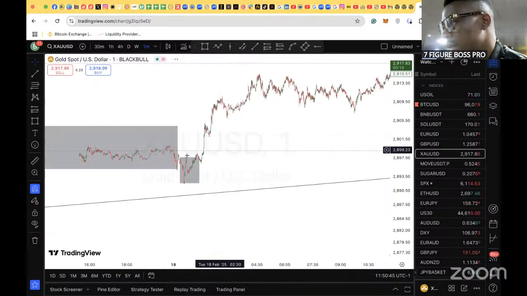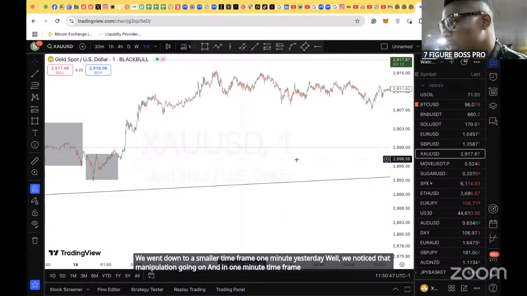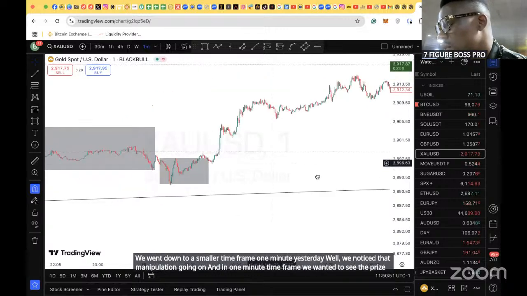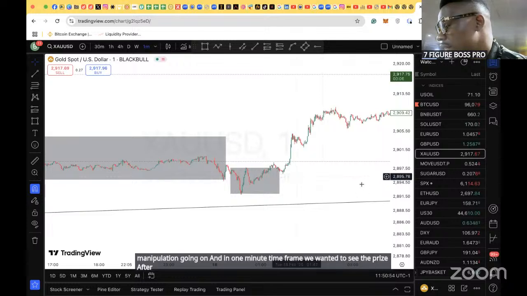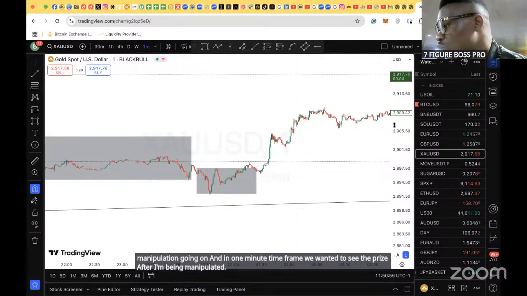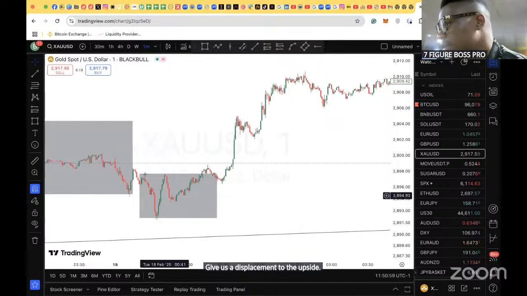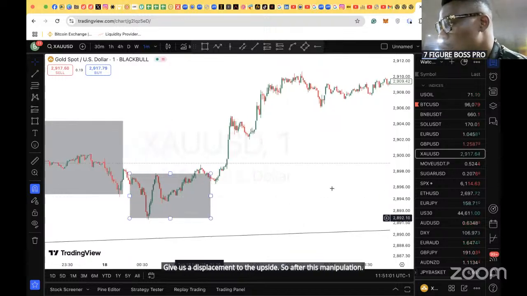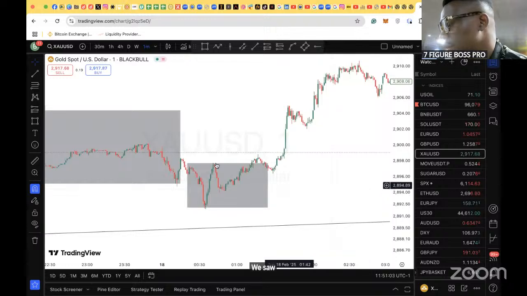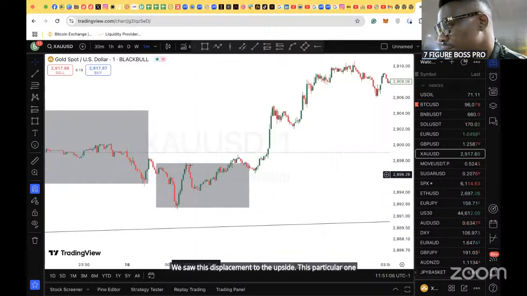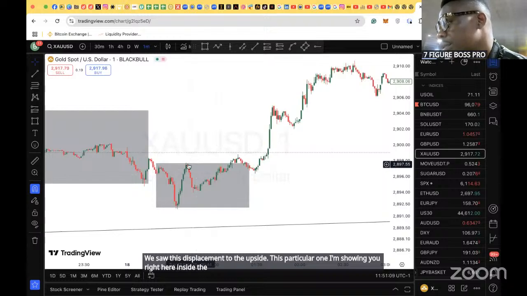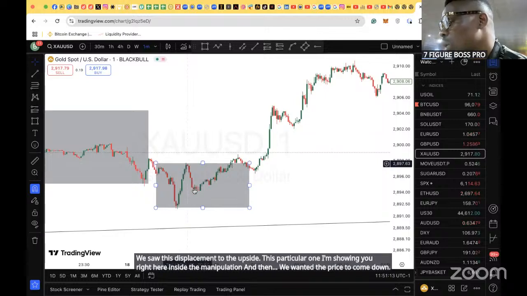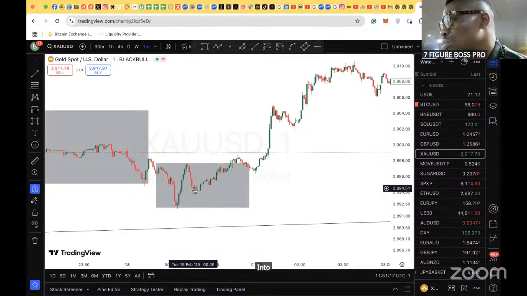And in the 1 minute time frame, we wanted to see the price, after being manipulated, give us a displacement to the upside. So after this manipulation, we saw this displacement to the upside. This particular one I'm showing you right here is inside the manipulation. And then we wanted the price to come down into this fair value gap, possibly the order block.